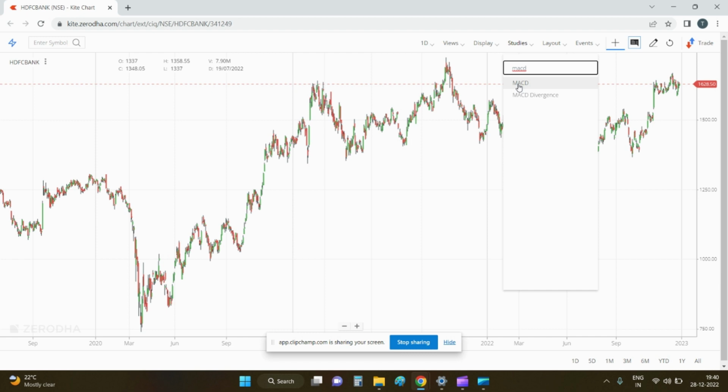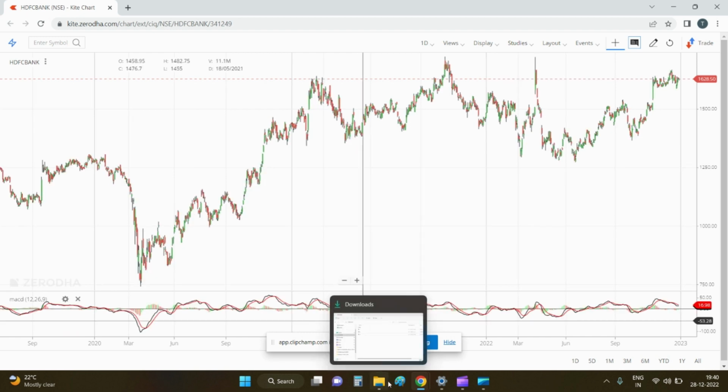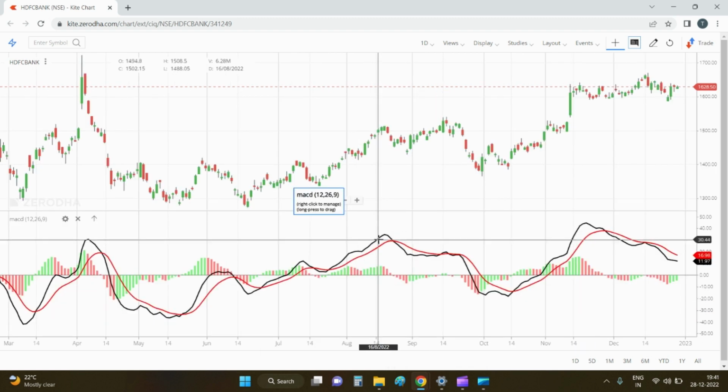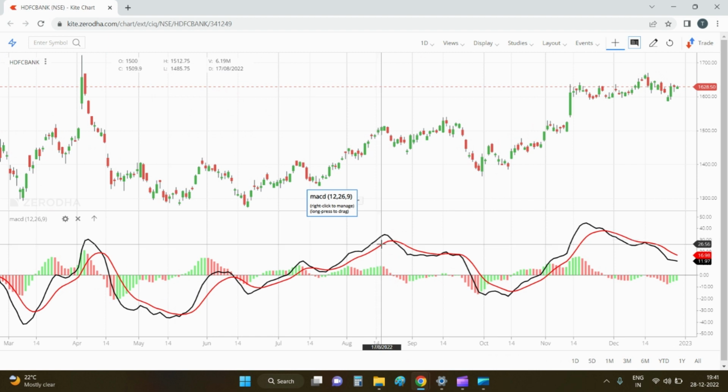So there are two different types of MACD. One is MACD and MACD divergence. So we'll see this MACD. In this MACD, this black line is called the signal line, and this red line is the MACD line.